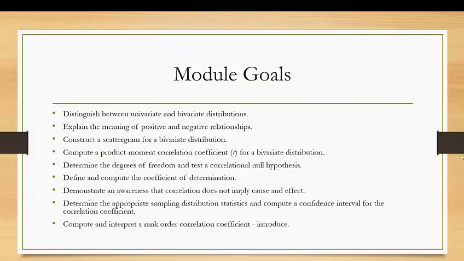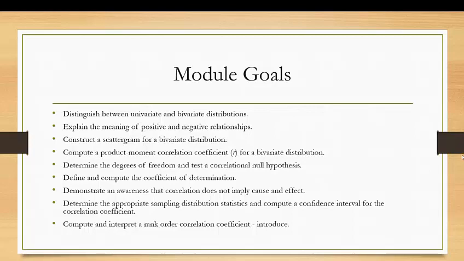So our goals for this module are to distinguish between univariate and bivariate distributions, which you actually already know, whether you realize it or not. Explain the meaning of positive and negative relationships. Construct a scattergram for a bivariate distribution. Compute a product moment correlation coefficient for a bivariate distribution. Determine the degrees of freedom in a test of correlational null hypothesis.